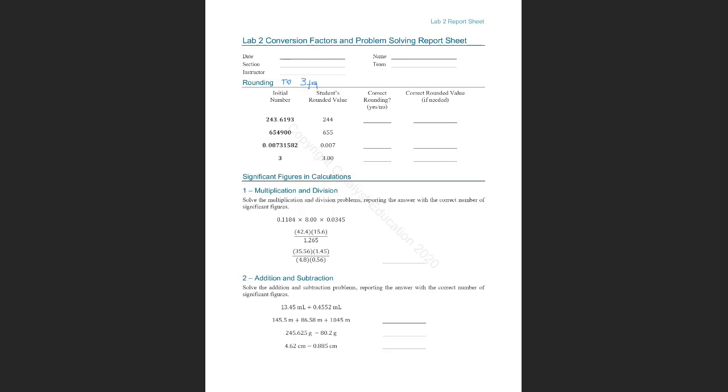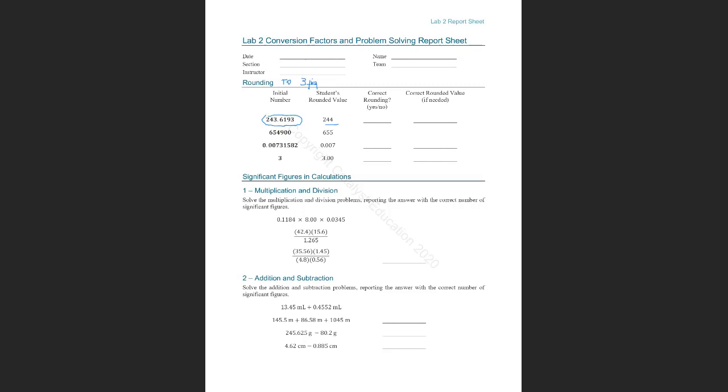If you read before, the write-up will tell you. But just in case, I want to advise you. The first part of the report that you are going to encounter is basically saying they give you this number, and the students rounded value to 244. Is this correct?